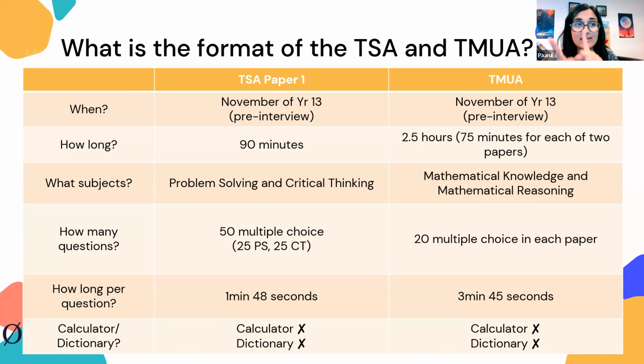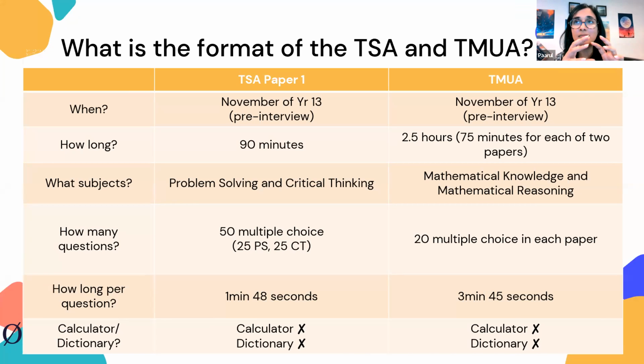What is tested? As I said already, problem solving and critical thinking are tested in TSA paper 1 for economics at Oxford. And maths knowledge and mathematical reasoning is tested in the TMUA. I think mathematical reasoning there is quite vague.